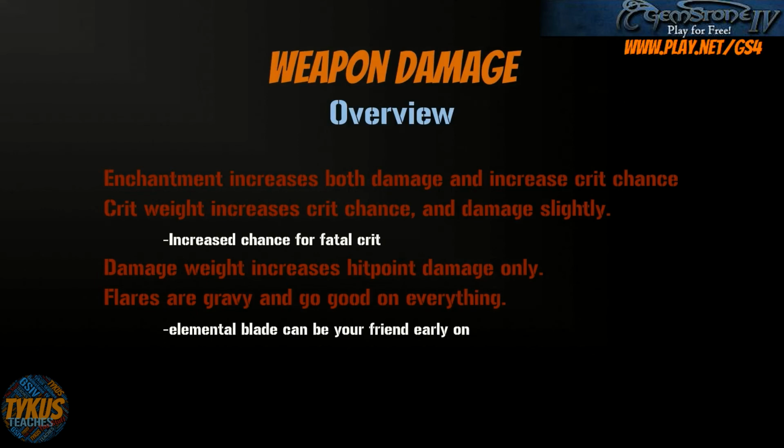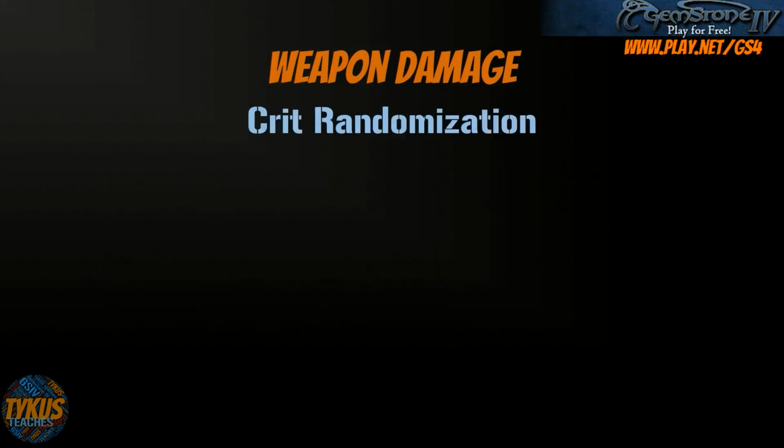We also learned that damage weight increases just hit point damage only. Never going to push you into that fatal range. You're just going to beat the thing to death using damage. It does come into play later on in the game when your end rolls are pretty high, and you're always getting into that rank 5 through 9 critical range, and the only thing you can do to improve your chances is just increase damage. Personally, I think flares are gravy and go good on everything, and with the new weighting system, you can have flares and weighting, and there are cases where you can have 2 sets of flares. And don't be afraid to use Elemental Blade. It can be your friend early on.